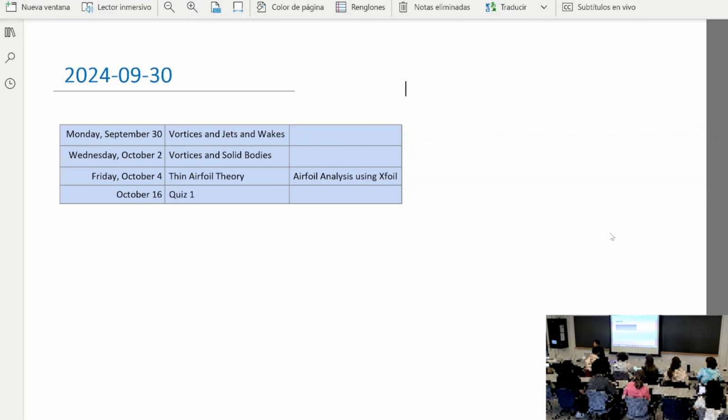And it's not until we get to compressible flow that a vortical view of the flow becomes insufficient. You need to think about something else. So today we're going to really expand our view on how vortices can describe different flow fields.